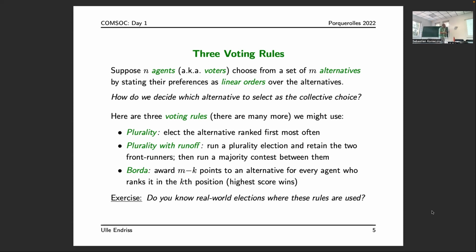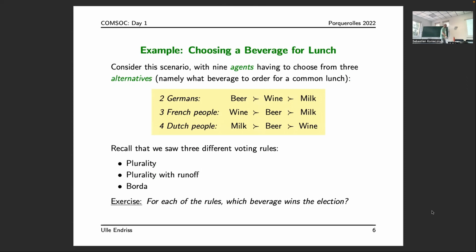Okay, so talking about practice, let's do an example. Imagine you are at a meeting similar to this, but there are just 9 people. And we have to vote on what drink will be served for lunch, because it's too complicated, everybody drinks their own stuff. We don't have enough time, so you have to choose one drink. There are 2 Germans, 3 French people, and 4 Dutch people here.